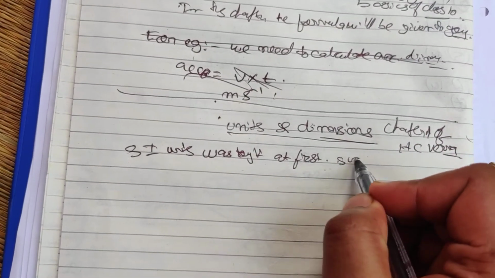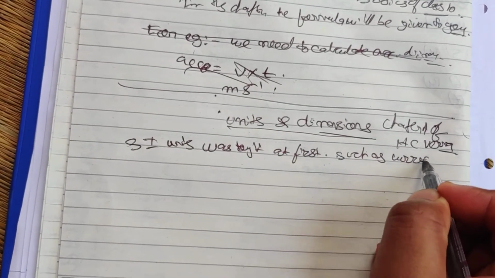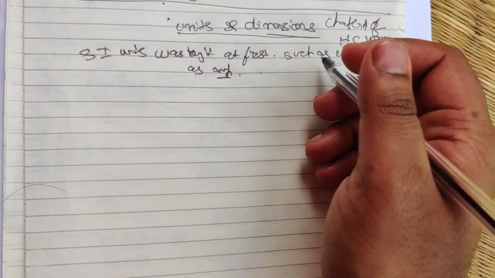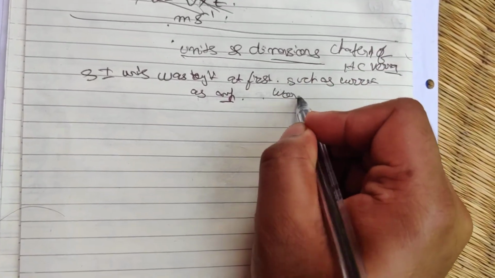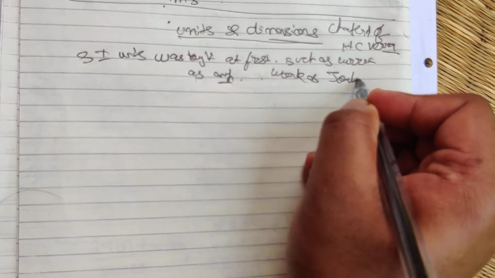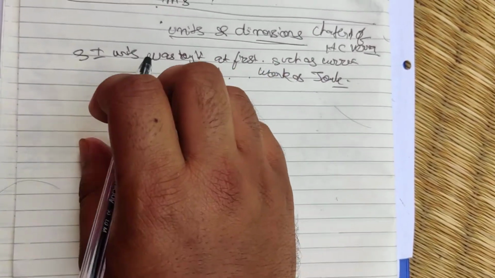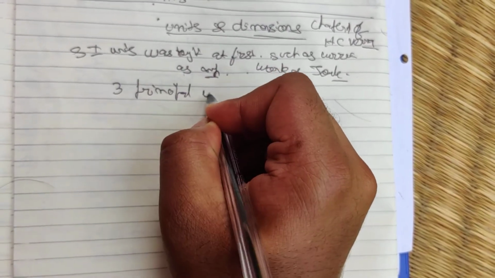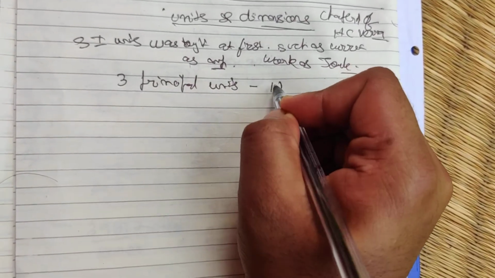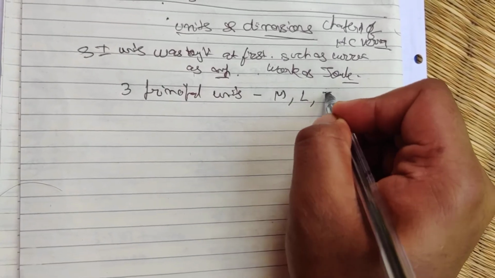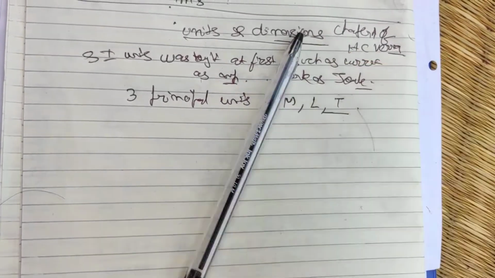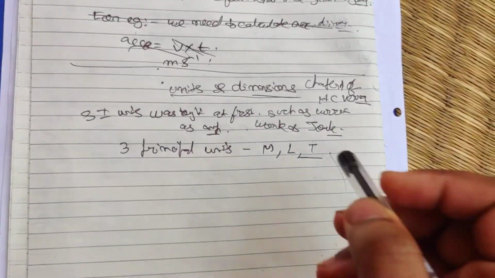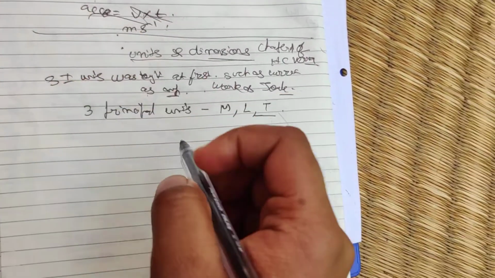At first, current is ampere, work is joule. You need to remember all this. There are three principal units: just mass, length, and time. The three principal units are M, L, and T.